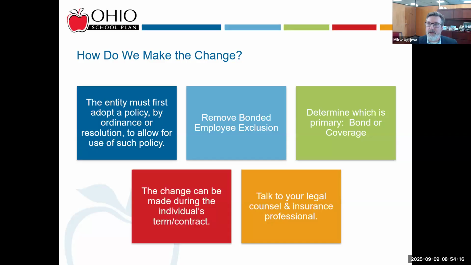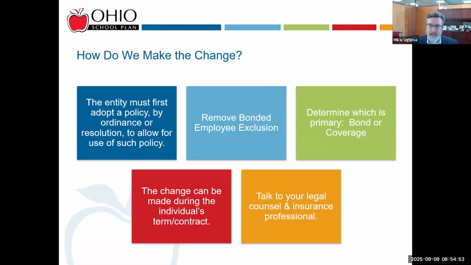The next step would be to make sure that you remove any bonded employee exclusions. Those exclusions are standard within the form. If a bond is in place, you're going to want to make sure you touch base with your insurance provider to make sure that exclusion is removed accordingly if you make the change. You also need to determine, well, we'll come back to that third box there in a second. That's a little wrinkle we want to point out.